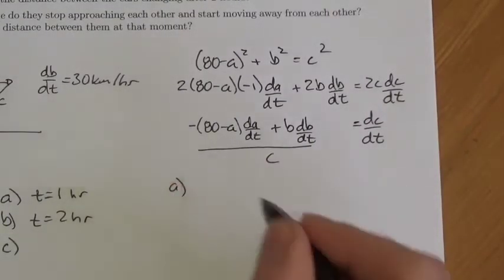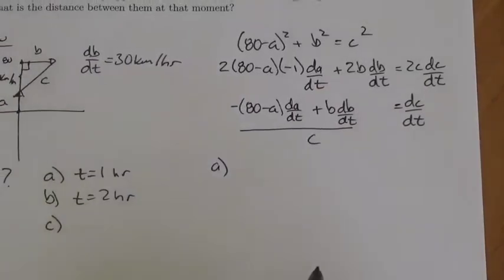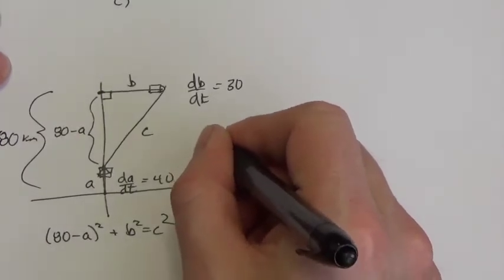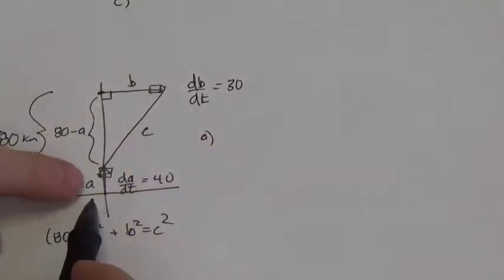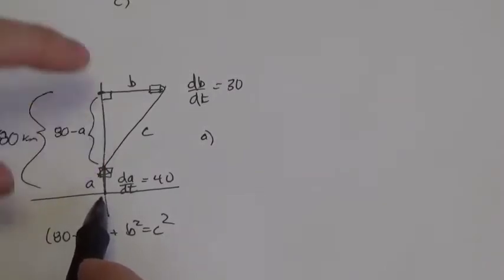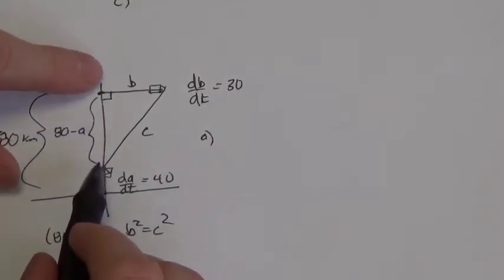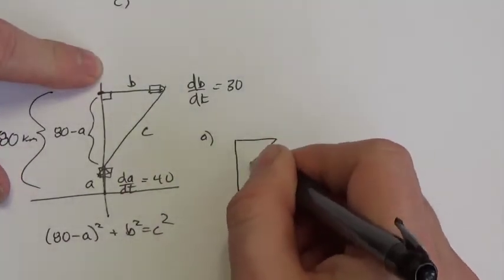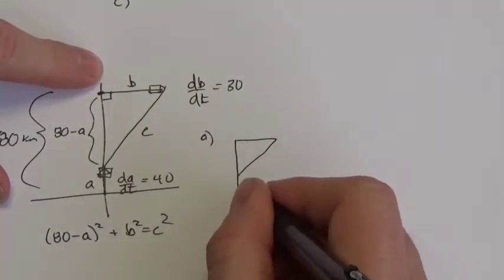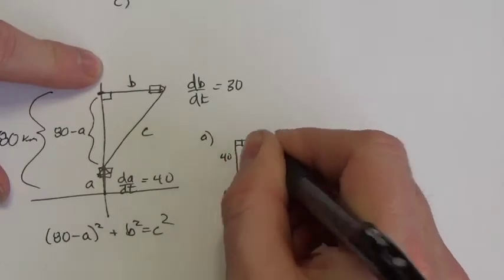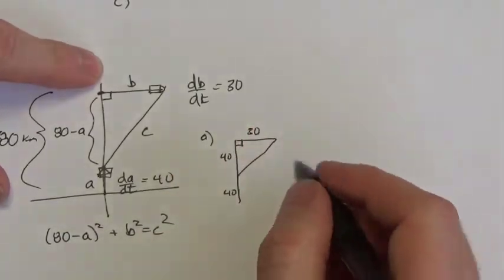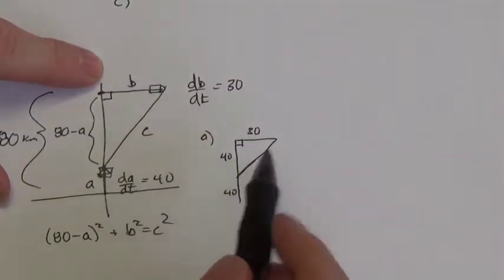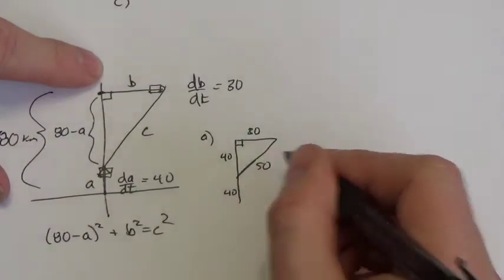So let's take a look at what happens in scenario A, 1 hour later. After 1 hour, this distance here is going to be 40, which means this distance here is going to be 40. So in that triangle, this distance here will be 40, so will this. This other car will have traveled 30. And I know that C along here, because I recognize the pattern, is my 3, 4, 5 triangle. So this is 30, 40, and this is going to be my 50 kilometers.